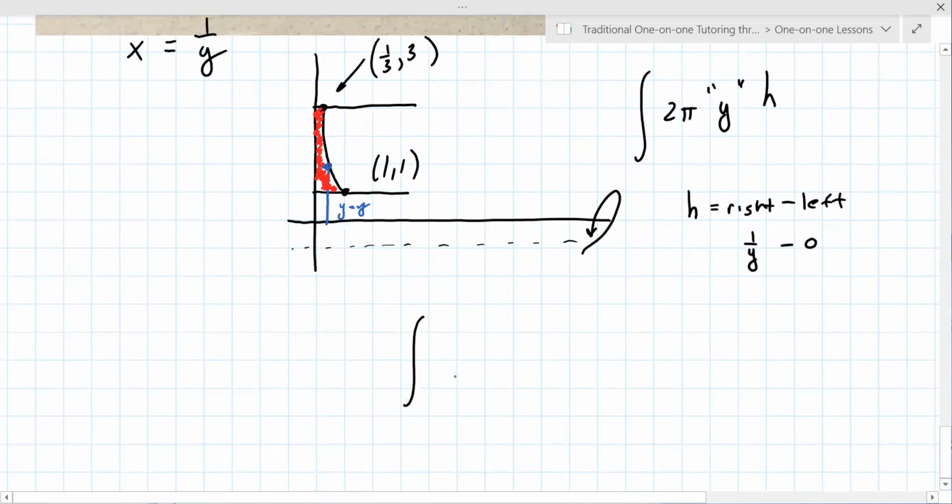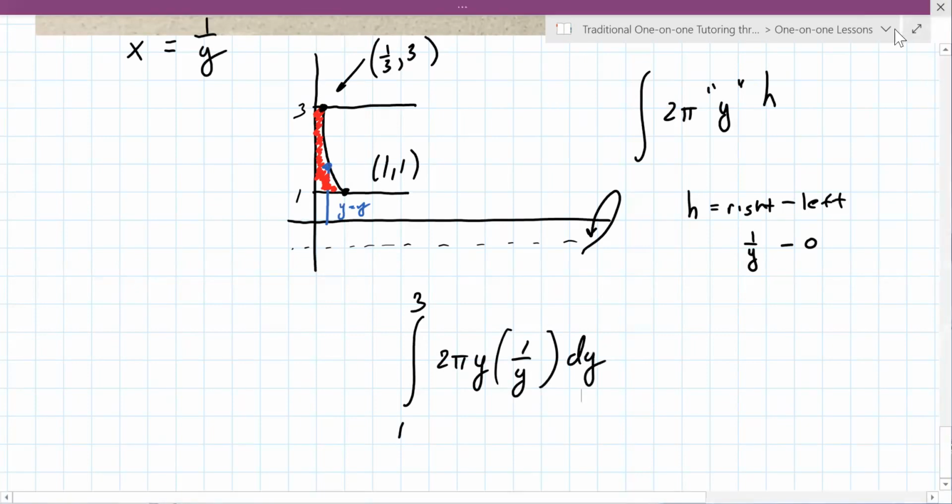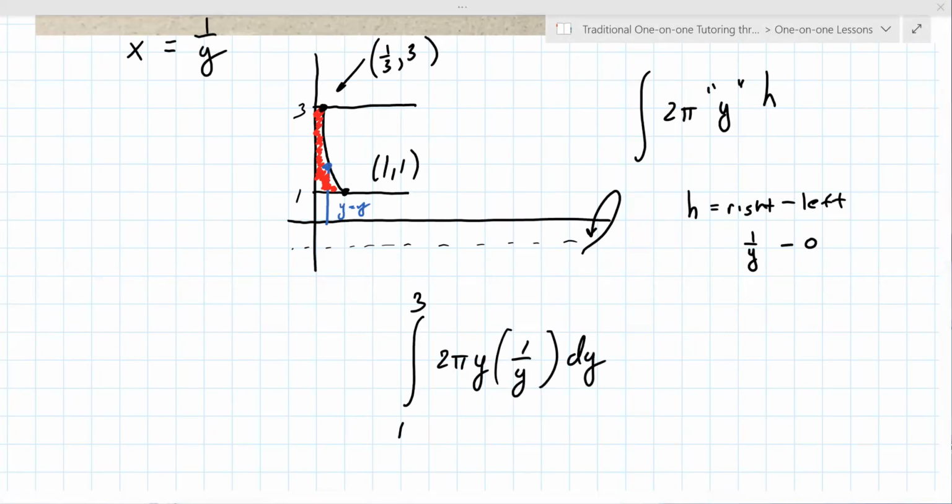So it's the integral from 1 to 3, because we care about the y values now. 2 pi y, and then your height is 1 over y, dy. And then could you just cancel those out? Yes. Okay. Easy enough.